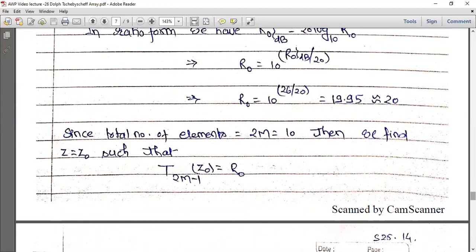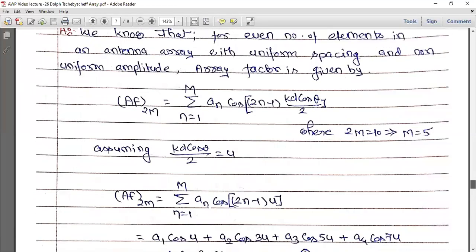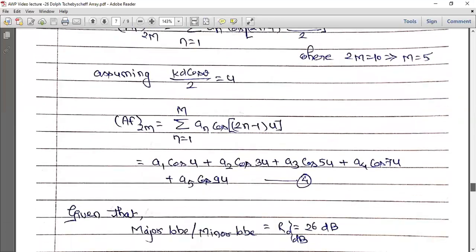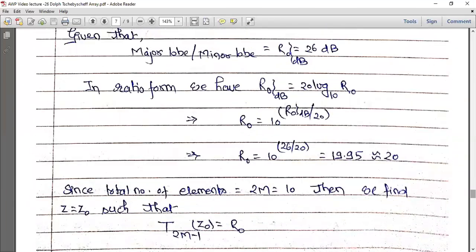What does this mean? What's the meaning of 26 dB, the major to minor lobe 26 dB? That means if major lobe is having 100 dB amplitude, minor lobe will be having 74 dB amplitude, 26 dB less. But when you convert it to voltage ratio, you find that the ratio of major lobe amplitude to minor lobe amplitude is 20. That means major lobe is 20 times more than the minor lobe. If minor lobe is having 1 volt amplitude, major lobe will be having 20 volt amplitude. That's how we convert R0 in dB to R0 in voltage ratio. So that's the voltage ratio here.